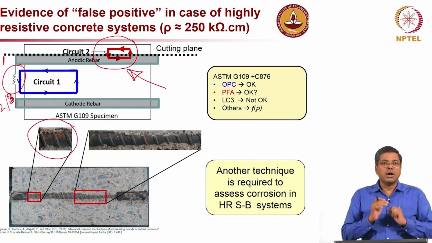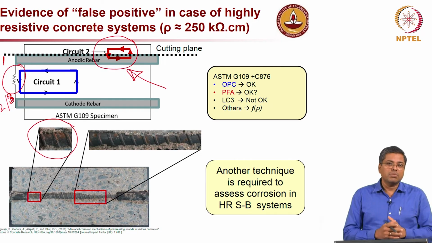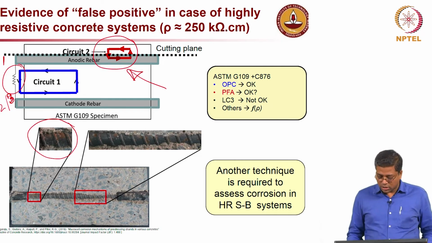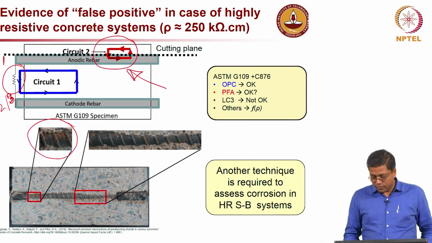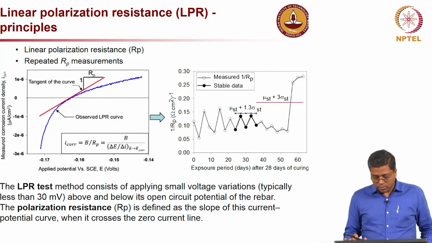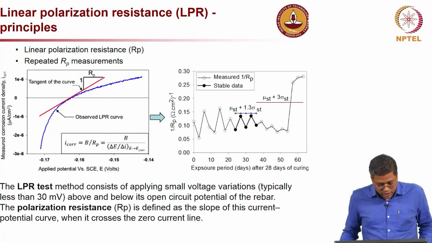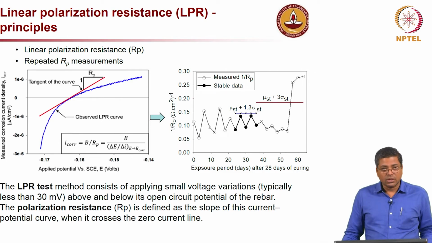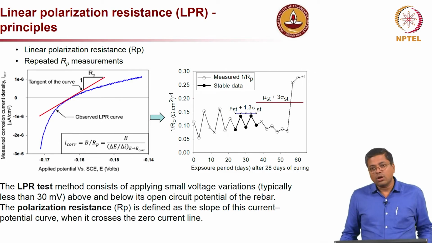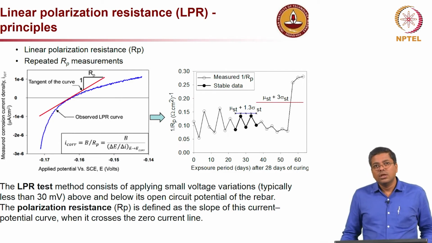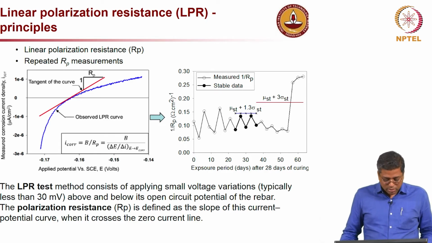So, one rebar is enough to determine or to study the corrosion performance of the concrete system. So, how can we develop a test method? There are other techniques available which can provide instantaneous corrosion rate, or basically linear polarization resistance test can be done.